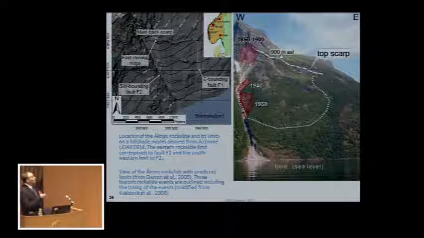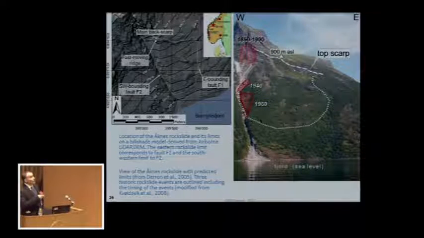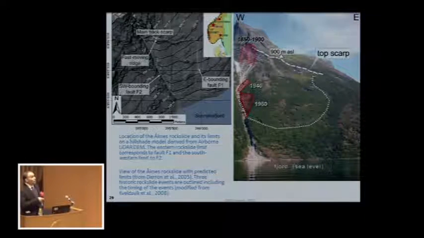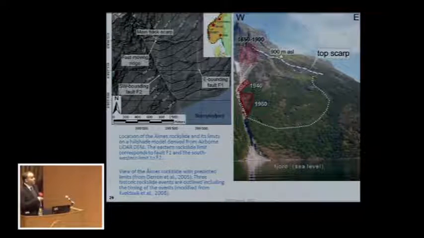This is the LiDAR DEM hillshade. You can see the limits. There is a fold, and then a back scar here. And all this mass is moving down. And you had already some important small volume, not so small, landslide on the western part here.